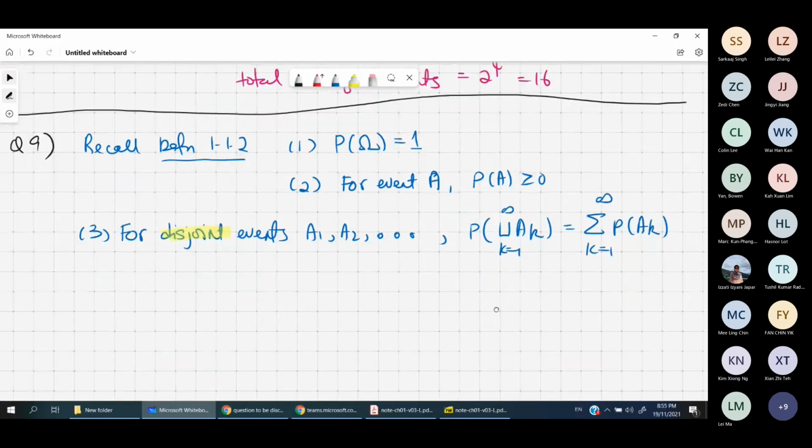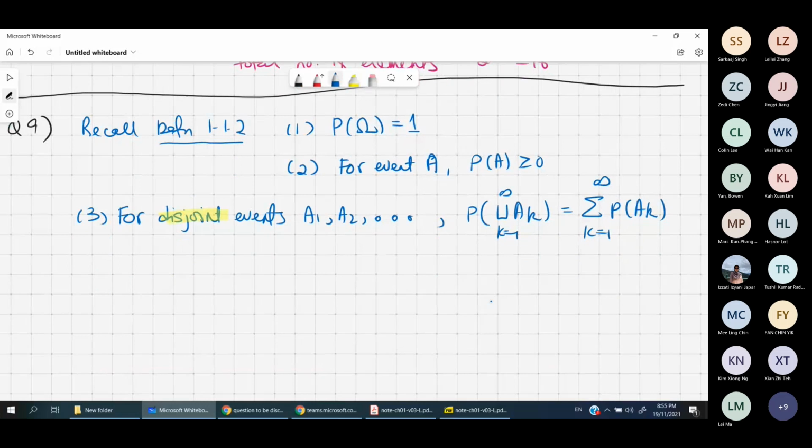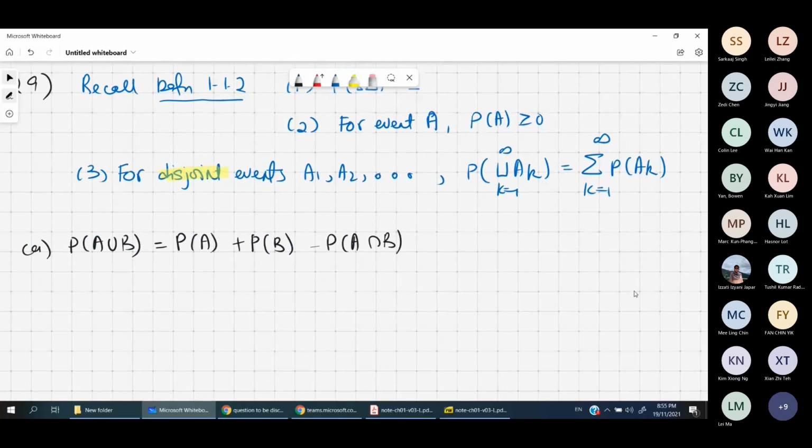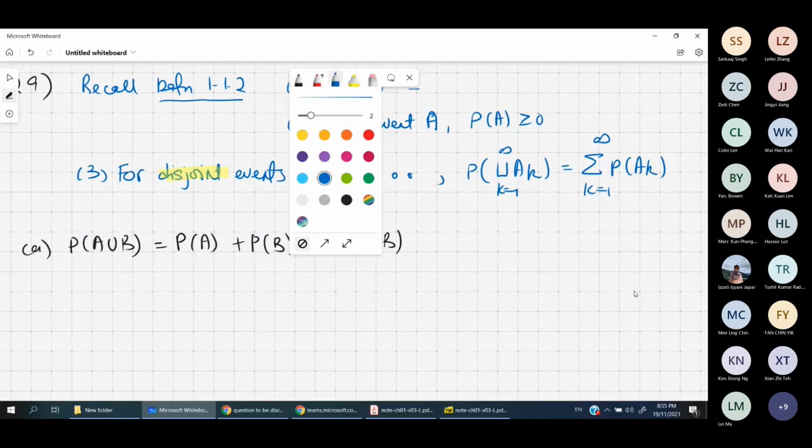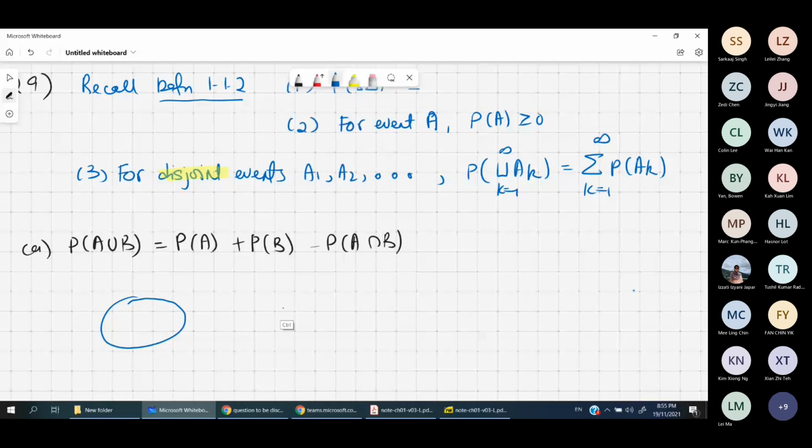We go to question A. I believe you should have seen this before. This is the well-known formula in probability theory: P of A or B equals P of A plus P of B minus P of A and B. What we need to do is use part 3, the disjoint property. Again, we just need to split this into different parts. So supposing this is our A and B.